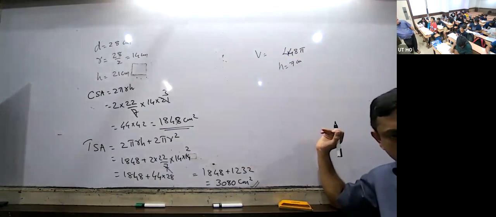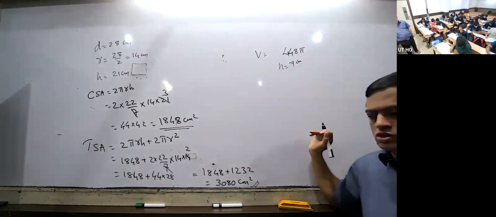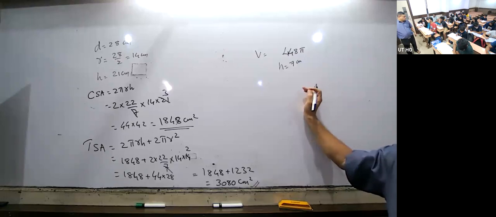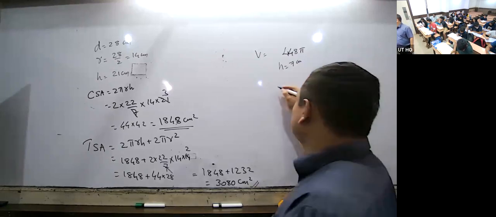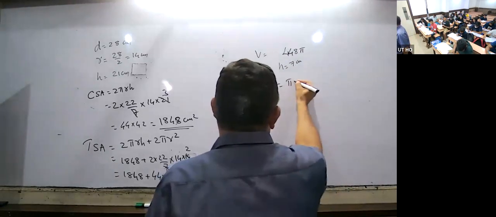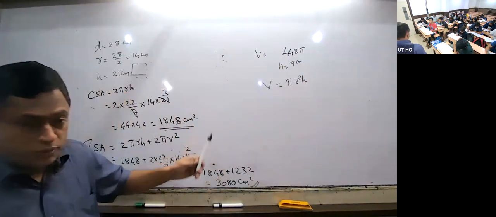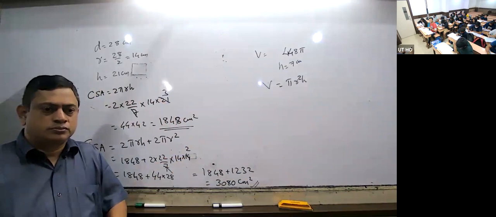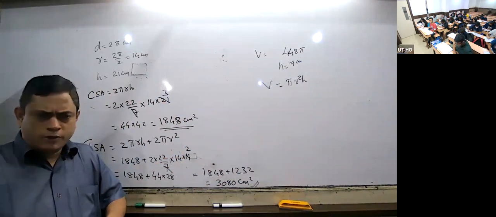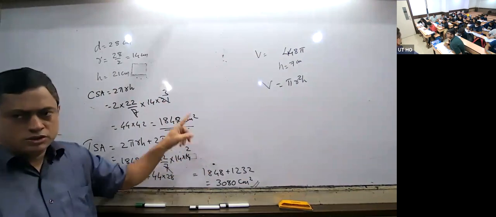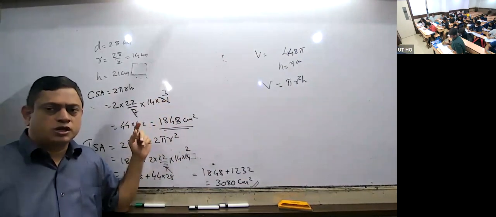The volume is given, height is given. Directly use the volume formula and substitute. Pi you don't need to substitute, pi will be automatically cancelled. Right? Volume is equal to pi r square h. Replace the values. I'll give you 30 seconds to complete. Substitute and complete this one.